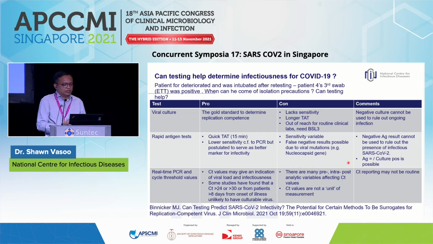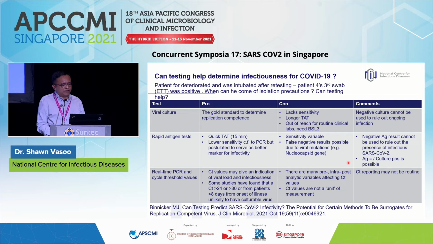Viral culture is the gold standard, but it lacks sensitivity. There's a long turnaround time, and it's the only way to really determine replication competent virus. Rapid antigen tests are not so sensitive either, so a negative test can't really rule out ongoing infection. People have proposed using rapid antigen tests because they detect people with lower CTs, likely during the more infectious phase where you have viral proteins. But the sensitivity has been variable with kids, and sometimes false negative results might be possible due to viral mutations. And there are reports of course of antigen negative but culture positive cases.